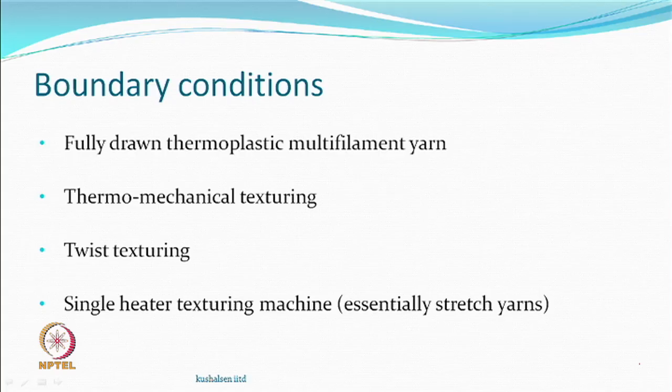So, I am just repeating again that when we visualize whatever discussion that we are having, we are still under these conditions: fully drawn thermoplastic yarn, thermomechanical texturing, and it is twist texturing, no other texturing, and at the moment we are looking at single heater texturing machines. Okay. We are not even looking at double heater texturing machine. So, we are basically saying stretch yarns and not even modified stretch yarns.